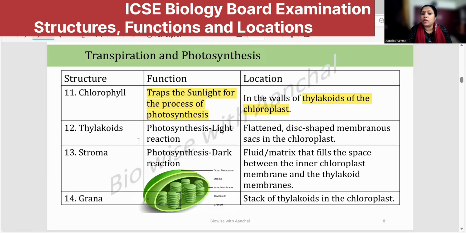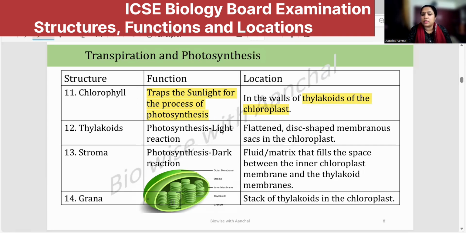Okay. Thylakoids, you can see these stacks. One coin is basically the thylakoid, and the stack of coins is called grana. So thylakoid, photosynthesis, light reaction, it's the site of light reaction. And what is the location? It's a flattened disc-shaped membranous sac in the chloroplast.